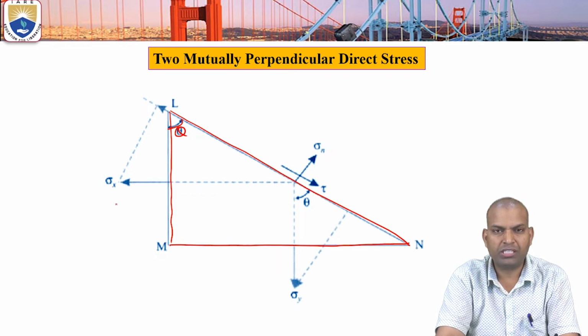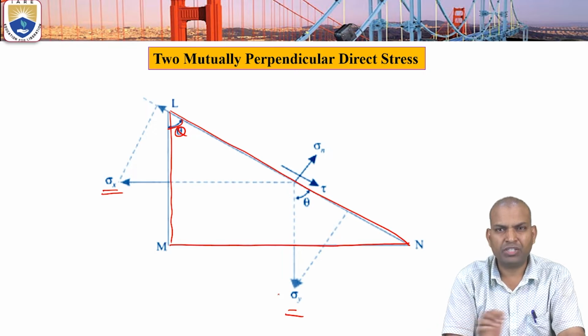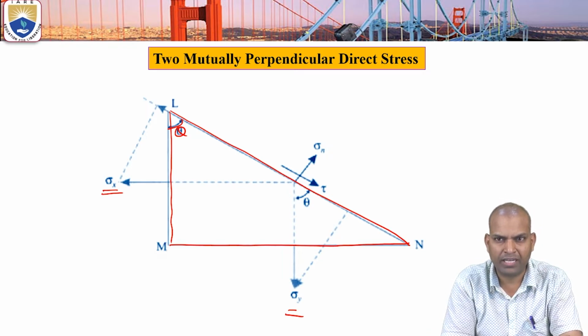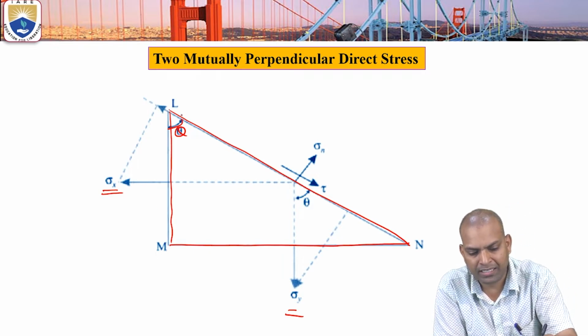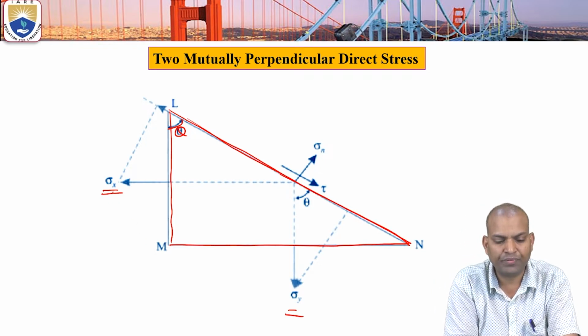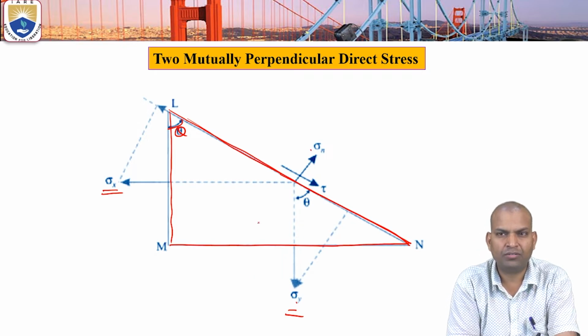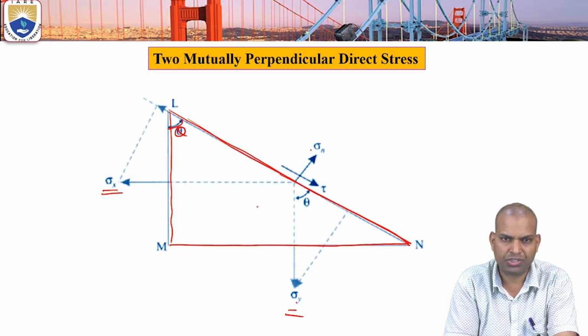Now there are two stresses, mutually perpendicular, that means sigma x and sigma y. The normal stress along axis x is sigma x and the normal stress along y direction is known as sigma y. Now it is the plane LN. On that plane we have to find out the effect of these two stresses, normal to this plane and parallel to that plane. Normal to the plane LN gives sigma n, and resolving parallel to LN gives the shear stress tau.